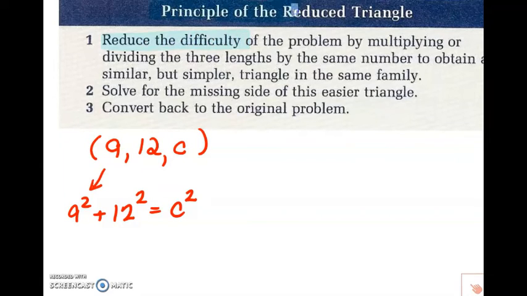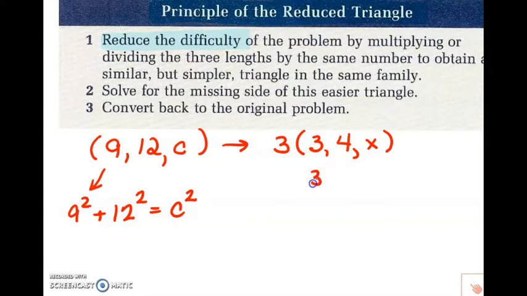And remember, we always want to use the most recent axioms, so you do want to use this reduced triangle principle. So instead, what I can do here is factor out that common factor of 3. 9 divided by 3 is 3, 12 divided by 3 is 4, and then c divided by 3 is going to be some other number. I'm going to call it x.